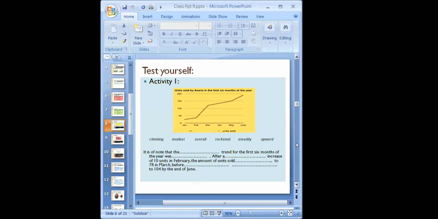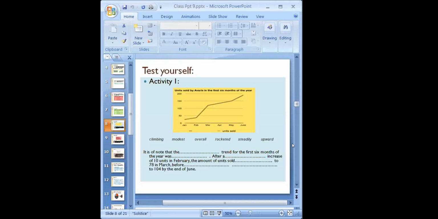Yeah, okay, very quickly. I'm going to jump to the last part, and actually it's a good thing that you reminded us about the exam, Augusta, because in the last section, I'm going to show them how they can take this knowledge and apply it in the exam, right? So very quickly, give yourselves marks, and I'm just going to give you the answers. It is of note that the overall trend for the first 6 months of the year was upward, right? Overall trend was upward, because usually when you write the overall sentence, you do not write about the fluctuations.